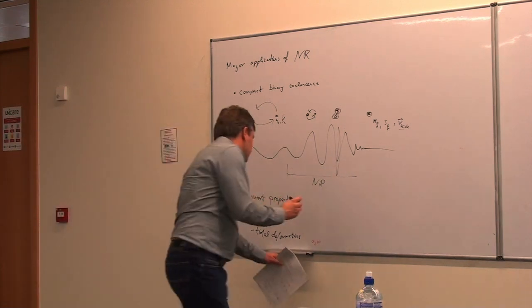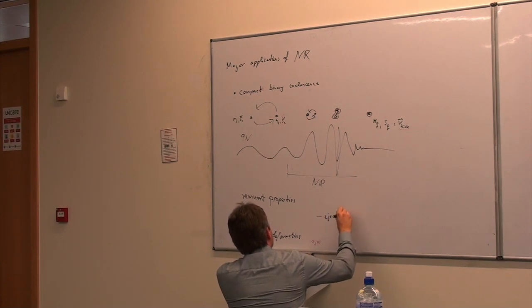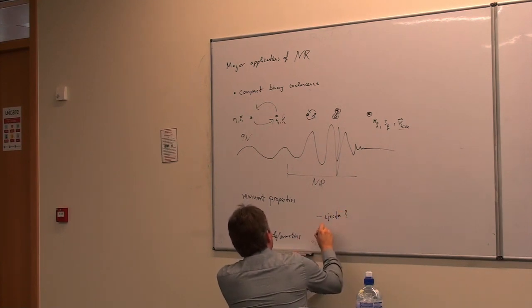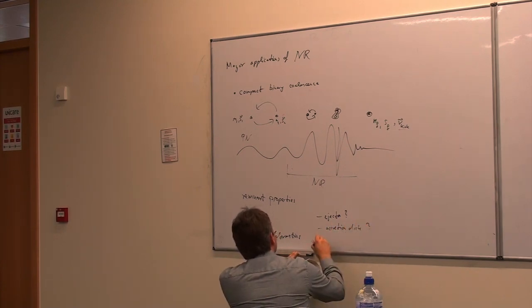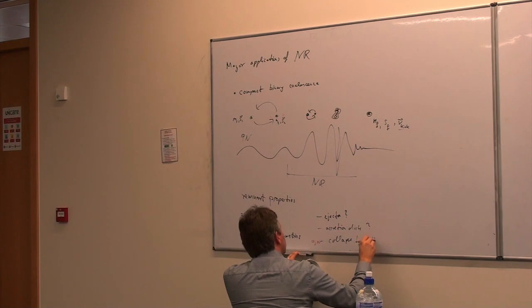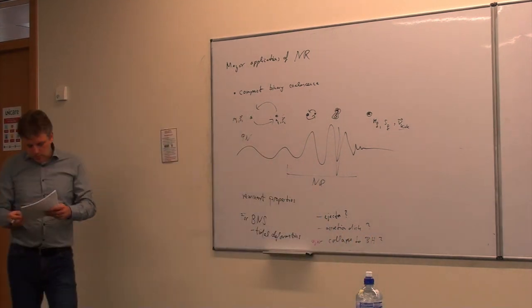So tidal deformations, how much ejecta is there? Is there an accretion disk? And when does the remnant collapse to a black hole, if at all? All this depends on your observation.